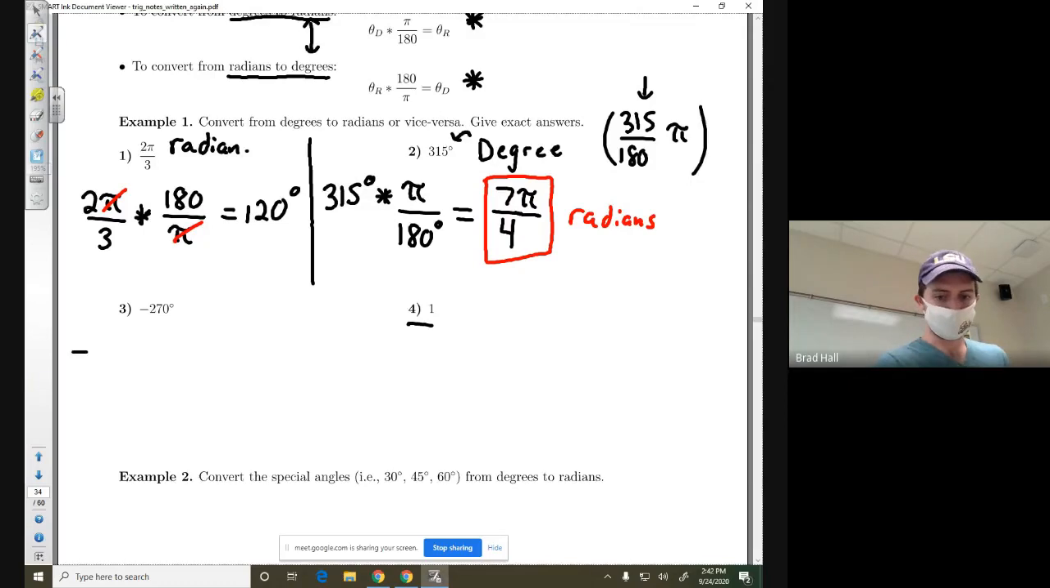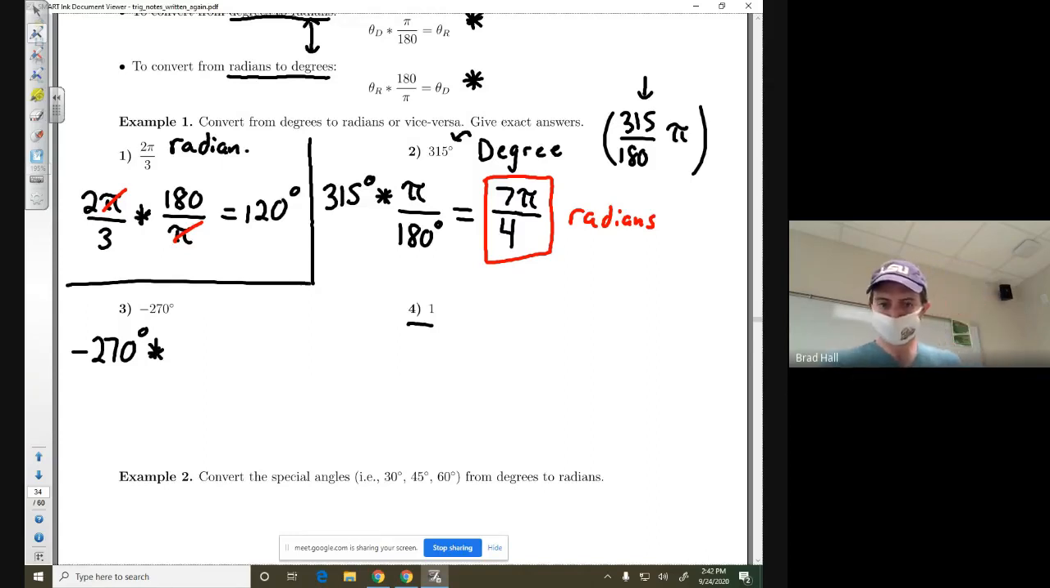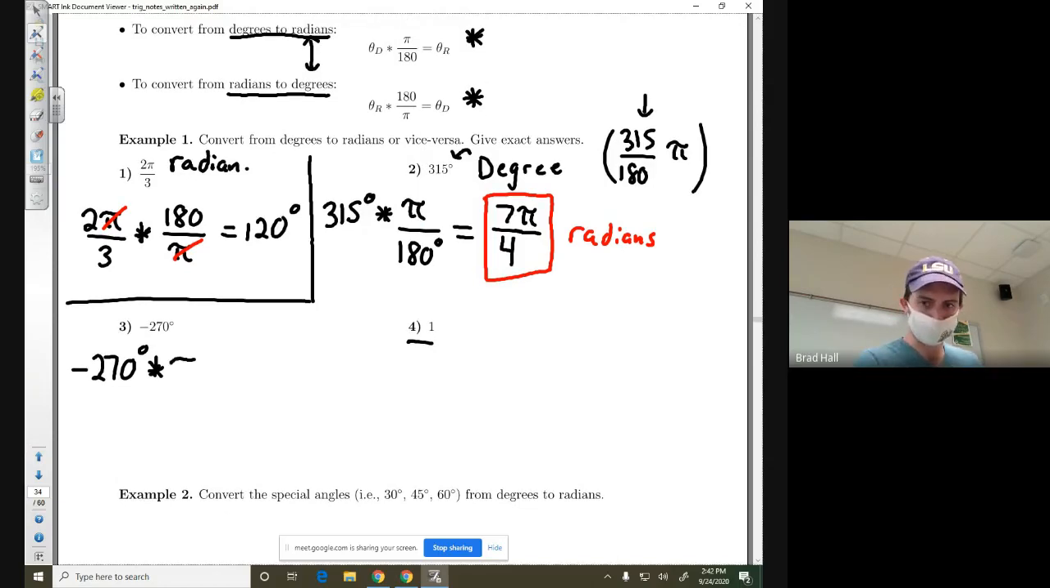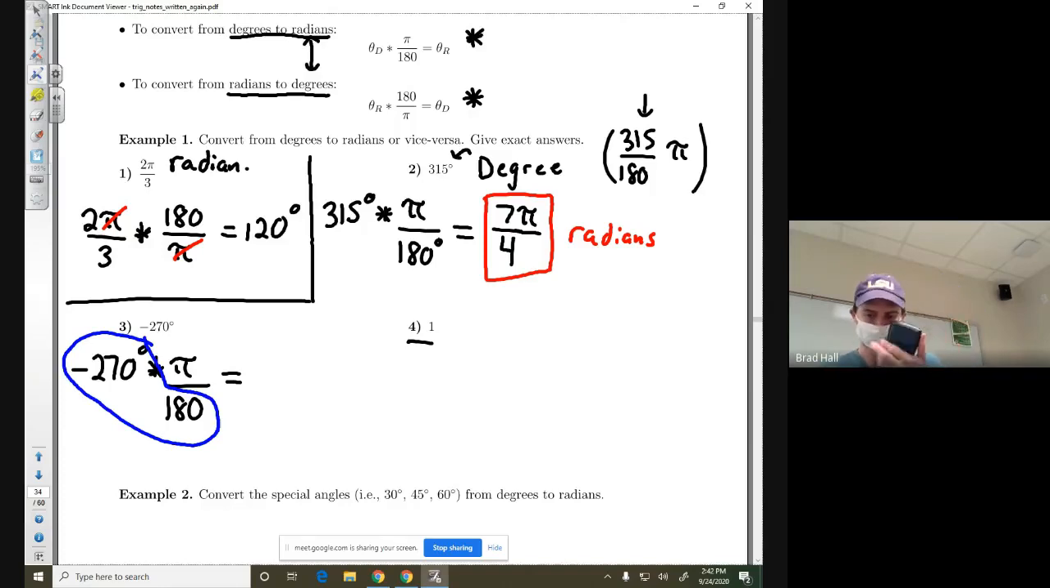So negative 270. That's degrees. We need to convert it to radians. So to convert this to radians, we need to multiply by pi over 180. Again, I'm really looking at the numbers here, and then I'll throw pi in at the very end. So negative 270 divided by 180.